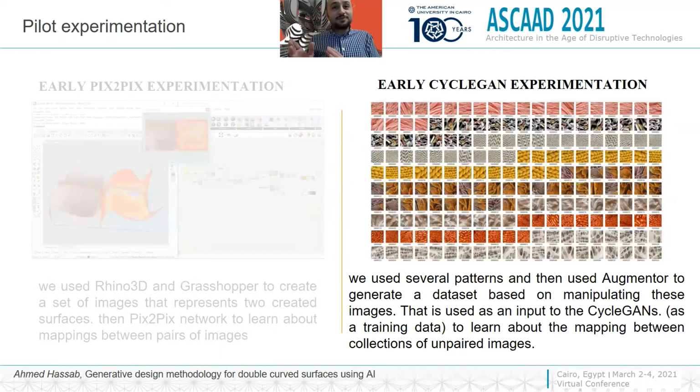And the second part was about cycle GANs. We used several patterns and then used Augmentor to generate a dataset based on manipulating these images that is used as an input to cycle GANs as training data to learn about the mapping between collections of unpaired images.